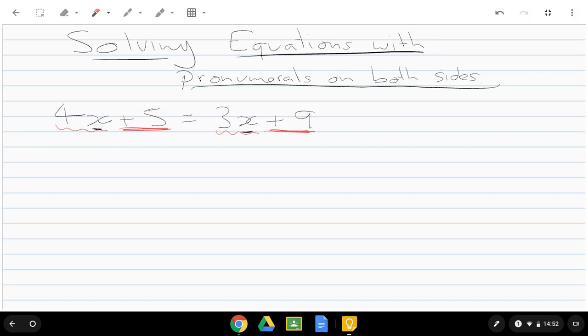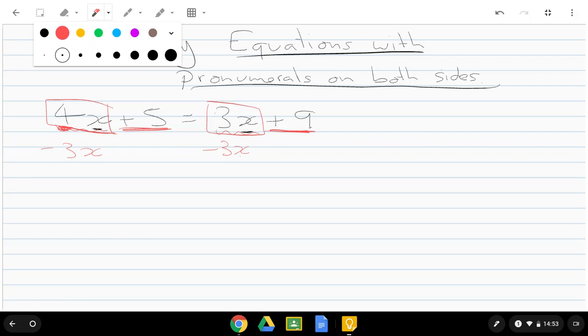So the way I usually do it is I look at the coefficient of the pronumeral. So in this case, on this side it's the 4, and on this side it's the 3. And I move towards the biggest pronumeral. So what I'm going to do first is take away 3x. So this is plus 3x, so I'm going to take away 3x. So I've got to take that 3x from both sides.